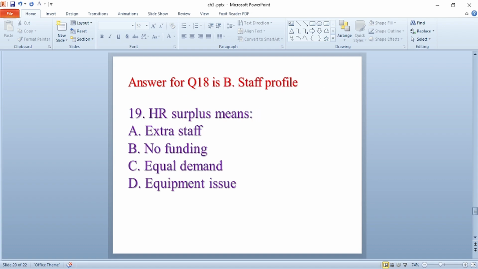Question number 19. HR surplus means dash. A. Extra staff. B. No funding. C. Equal demand. D. Equipment issue. Answer for this question is A. Extra staff.